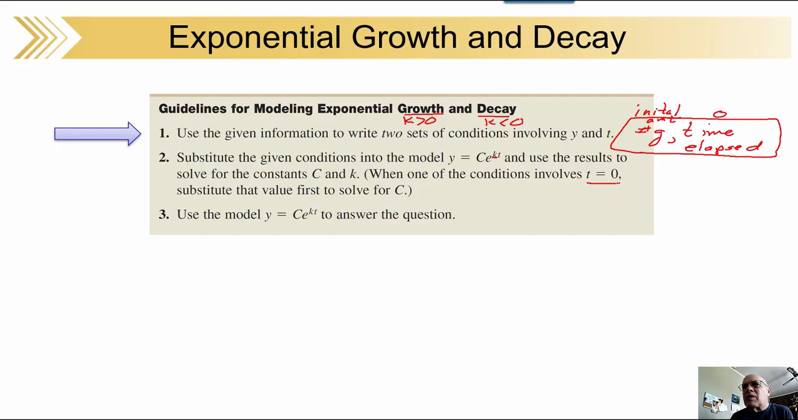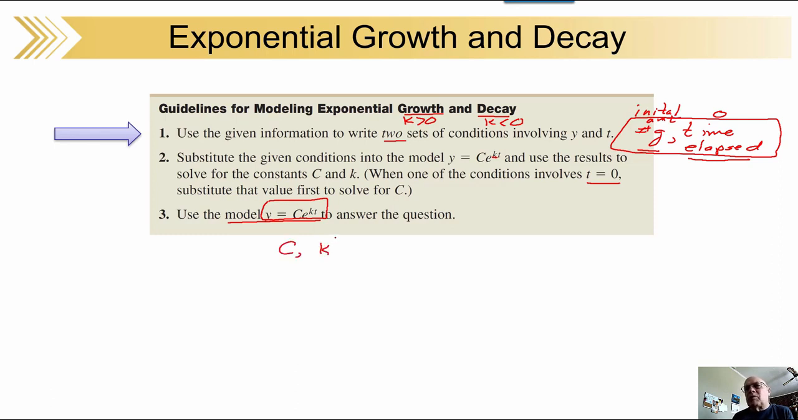If you get t equals 0, that means you're at the very beginning of your, quote, experiment, unquote. Using those conditions, you're going to have two sets of conditions, two amounts with their related times elapsed. Using that, you can create a model. Your model will look like this, but some of the numbers will be filled in. The C will be filled in, and the k will be filled in.